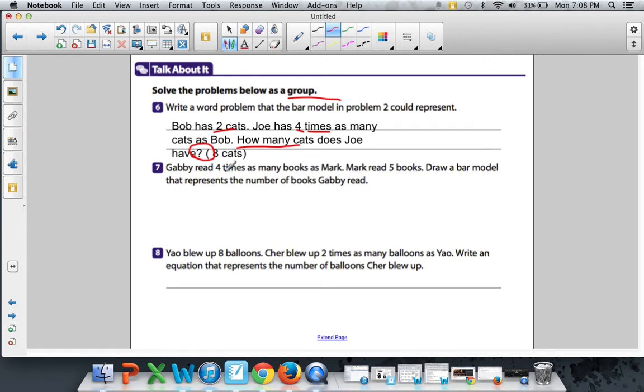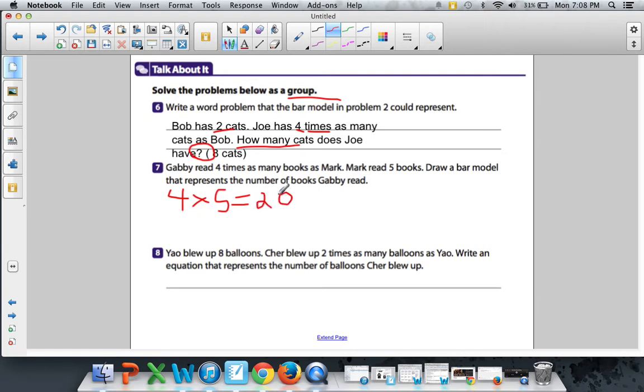Anyway, Gabby read 4 times as many books as Mark. 4 times. You know what I'm going to do? I'm going to write that down. 4 times. Because that's going to be useful to me. Mark read 5 books. Okay. Draw a bar model that represents the number of books Gabby read. Alright, so they want a bar model, but it doesn't hurt to write the answer to this question. 4 times 5 is 20.